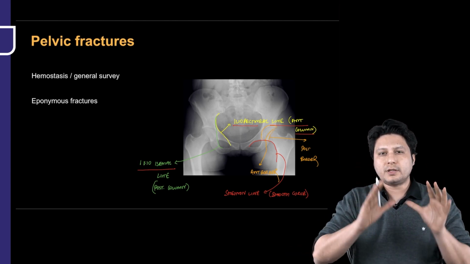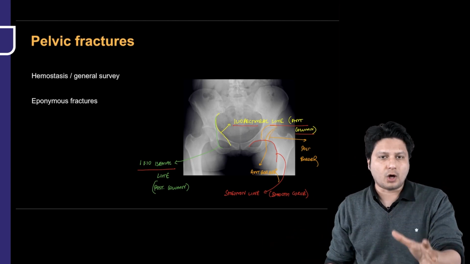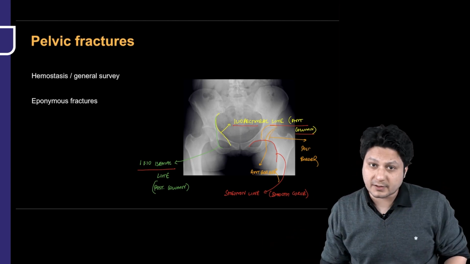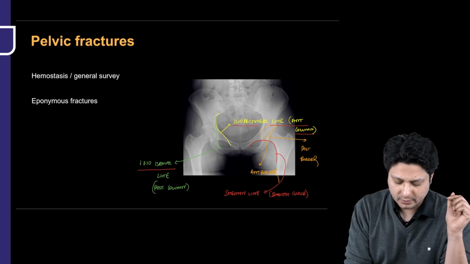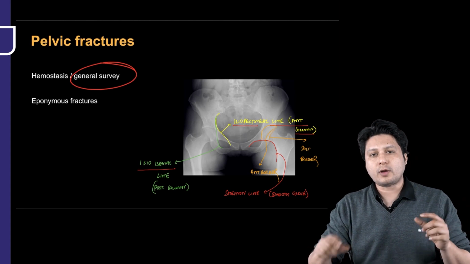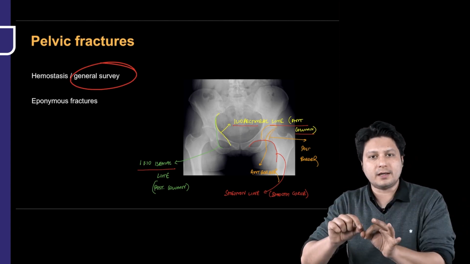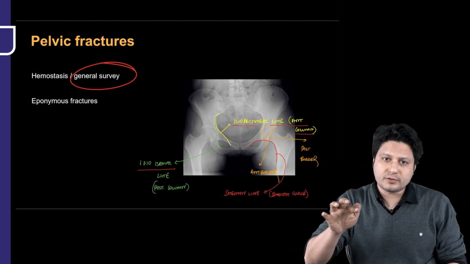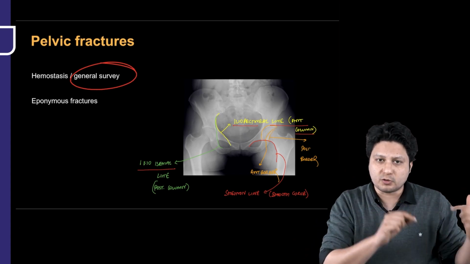Around 3 to 4 units of blood is lost in major pelvic accidents. So it is extremely important, first of all, to have a generalized survey on the patient. Then you also have to look at the urinary tract, that means whether there is a normal passage of urine or not.